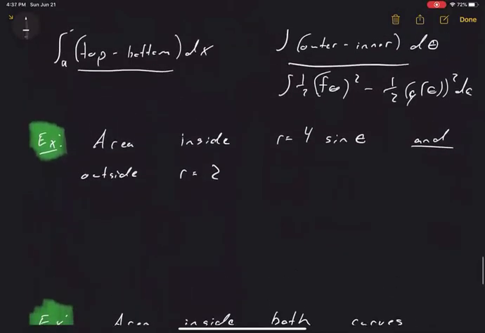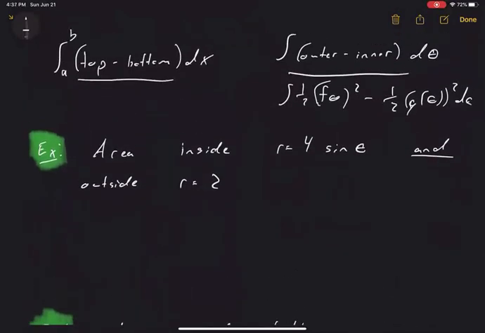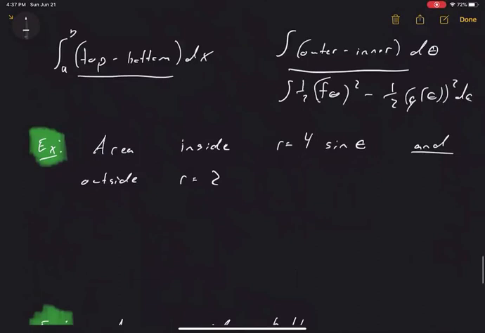Let's try finding the area inside the curve r equals 4 sine theta, and outside the curve r equals 2. The way this question is phrased might throw you at first. It's the area inside r equals 4 sine theta and outside r equals 2. So if you're ever in doubt, graph these.